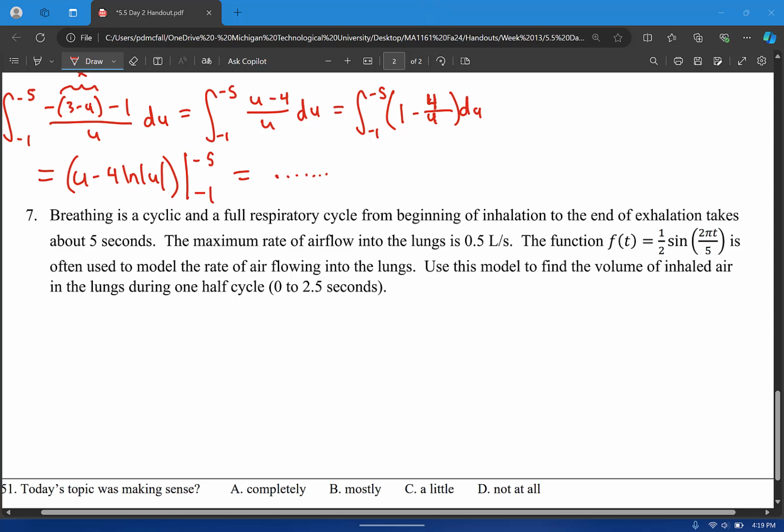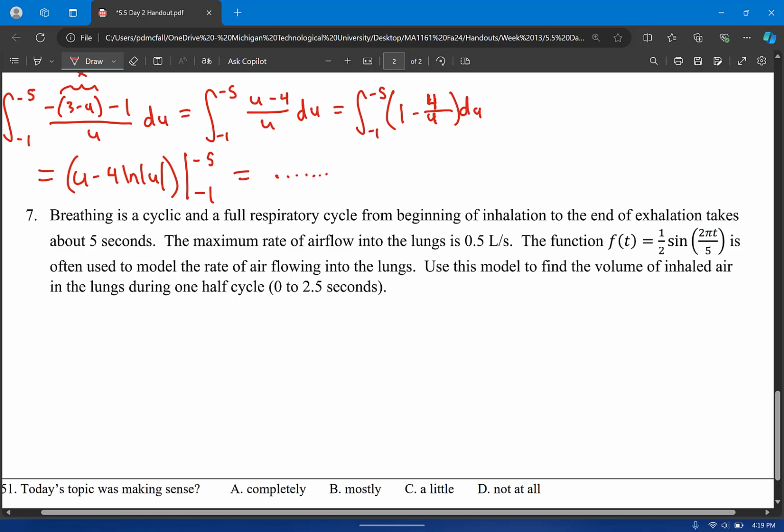You notice this matches up with the previous sentence. The biggest this can get is 1/2, because the biggest sine can get is 1. Sine oscillates between -1 and 1. So the biggest f of t overall gets is 1/2, which is exactly what was just said. Okay, so this is describing how fast the air is flowing in liters per second.